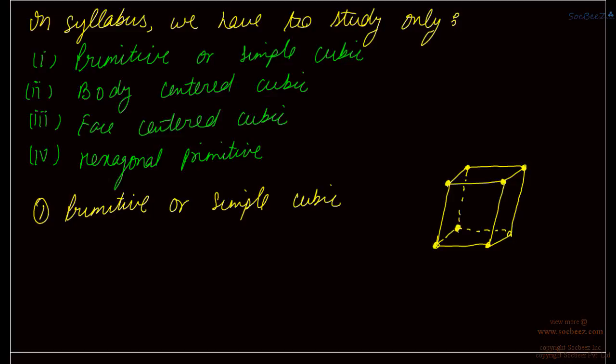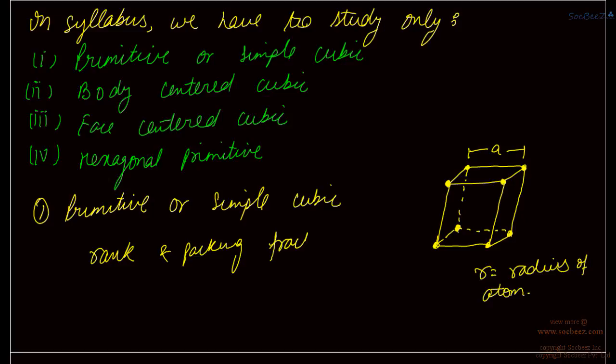Now to study further, we should study two terminologies: rank of a structure, and packing fraction, along with the relationship between A and R. A is the side length of this structure, and R is the radius of the atom. Rank is the total number of atoms in one single unit cell, and the packing fraction is the relative volume occupied by the atoms inside a unit cell.